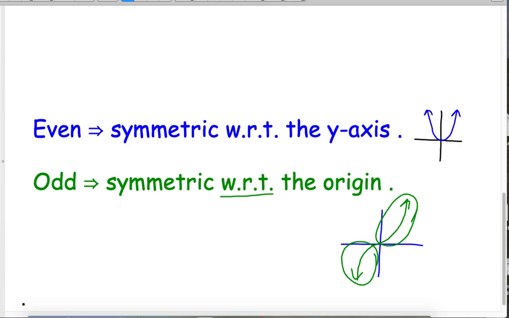So y equal x cubed is an odd function. And that's easy to remember because 3 is an odd number. And y equal x squared is an even function. And once again, 2 is an even number, so that's easy to remember.